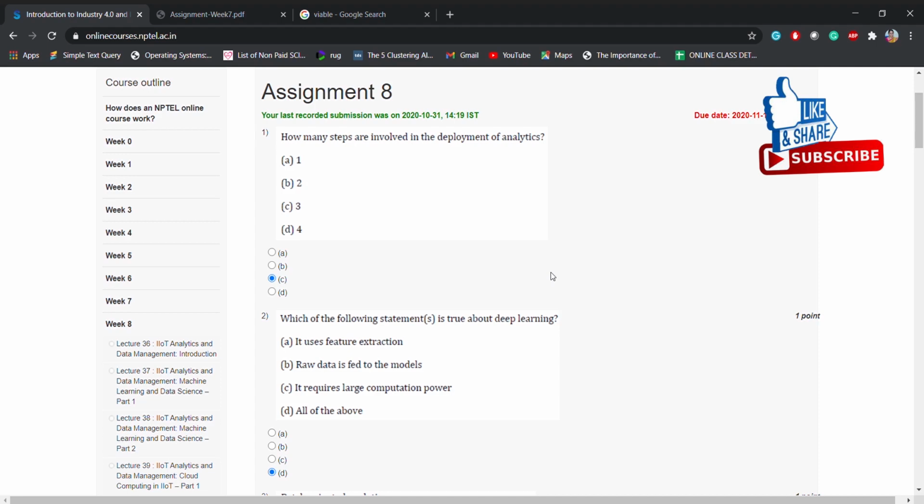Which of the following statements is true about deep learning? So coming to the options, A. It uses feature extraction. B. Raw data is fed to the models. C. It requires large computational power. And D. All of the above. So the correct answer is D.